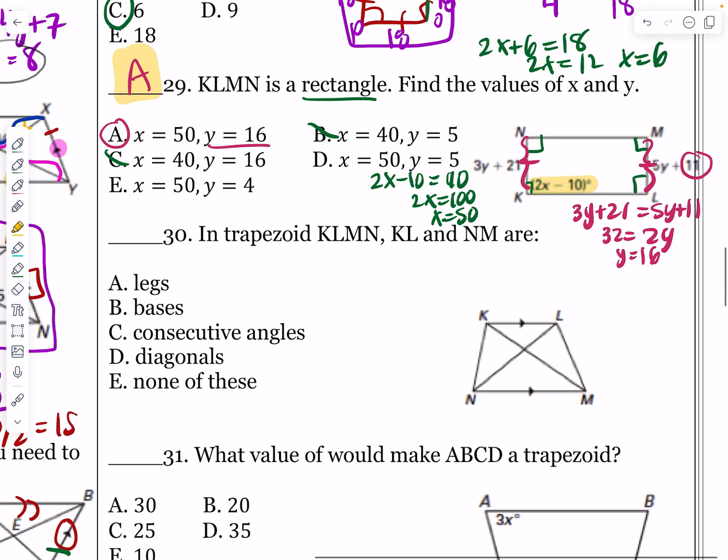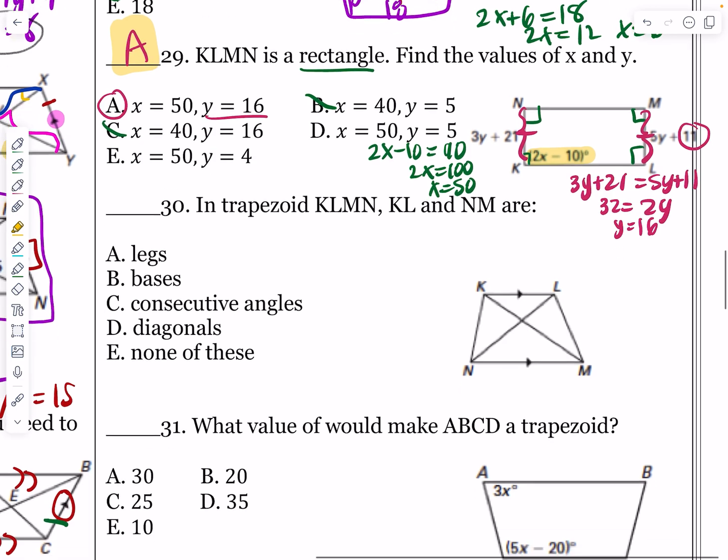Okay. And only 2 of those said y is 16. So I actually would have been able to narrow this down to a 50-50 shot had I solved for y instead of for x first.